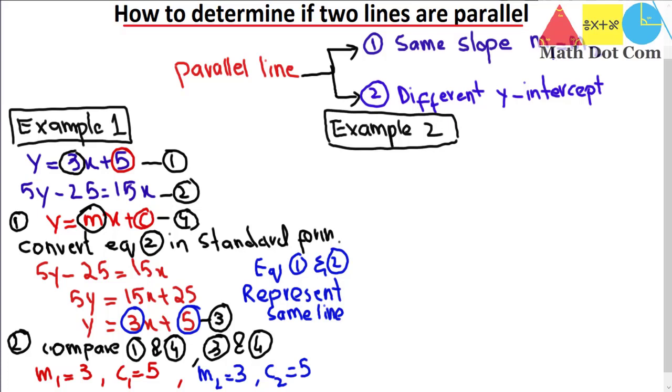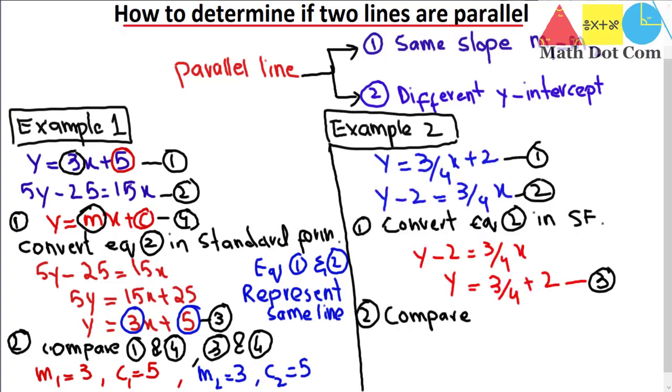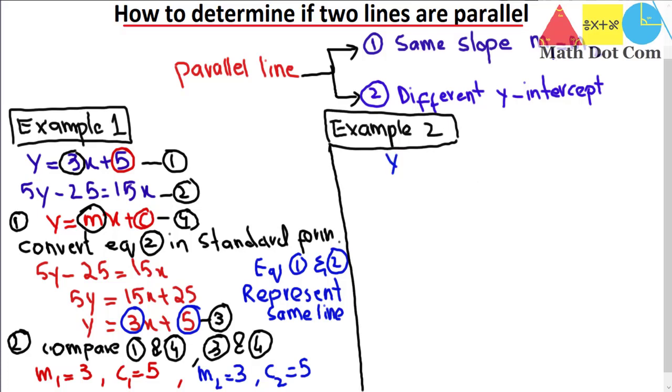Now let's have another example in which we can see how you can check whether two lines are parallel if you have different y-intercepts as well. So the equations are: y minus 2 is equal to 3 by 4x, and another equation is y is equal to 3 by 4x minus 5. So these are the two equations for which we have to check whether the lines they represent are parallel or not.